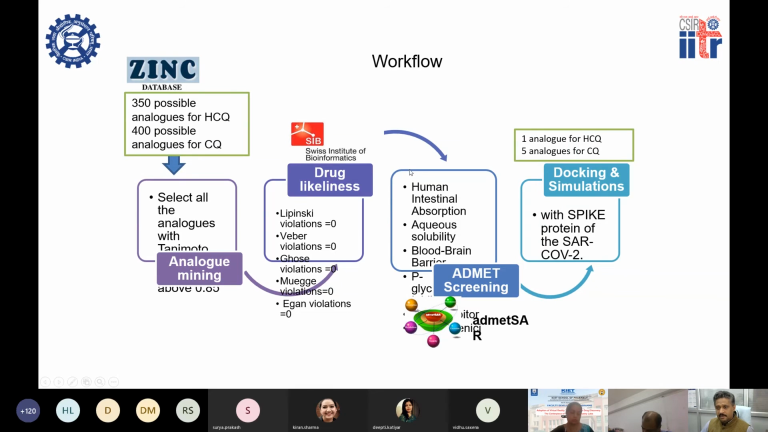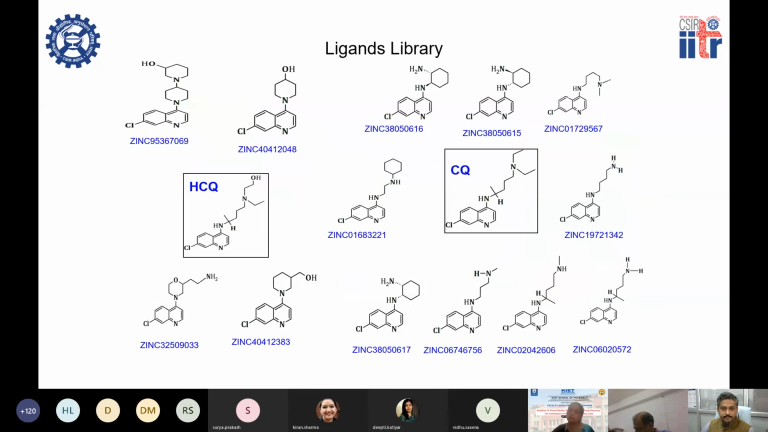And this study identified a final analog which is non-toxic, with a very minimal level of toxicity, and some of them are, which I still cannot claim, but we still need to do some experimental validation to see whether it's much more minimized toxicity level, and 5 analogs for chloroquine.